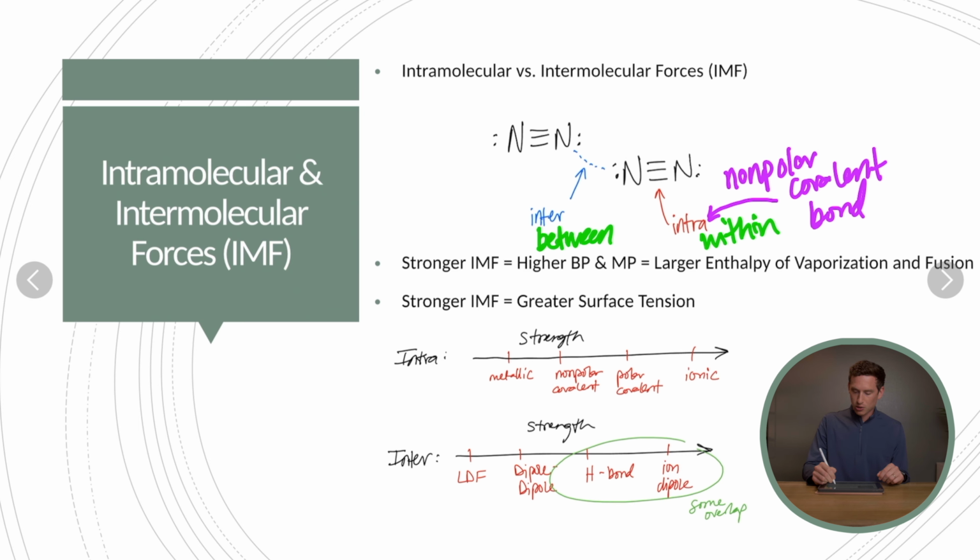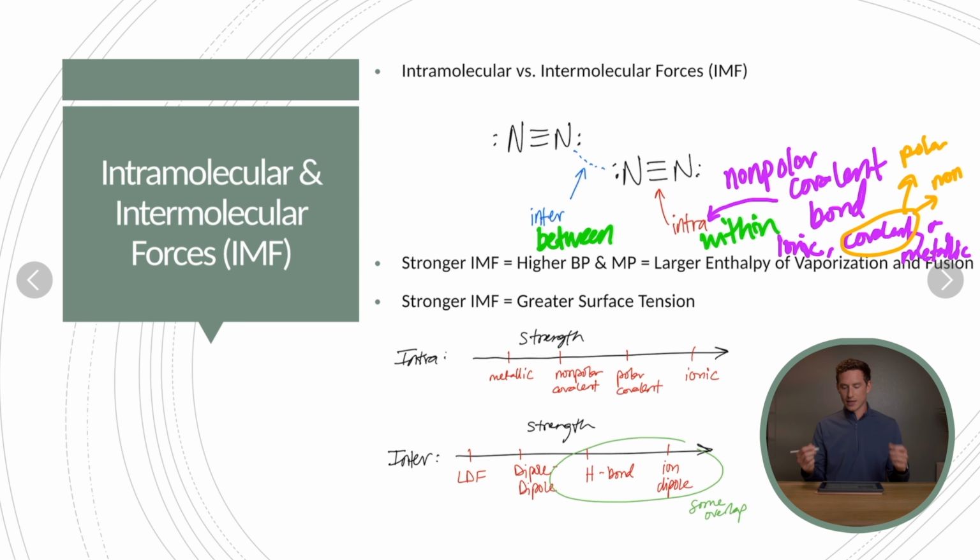Now, different intramolecular forces, what it really deals with is ionic, covalent, and metallic. Ionic, covalent, and metallic. But remember with covalent in particular, we can break this into polar and nonpolar, similar to what we did right before we talked about this. So the intramolecular forces we've talked about. In this example here, this is a nonpolar covalent bond.